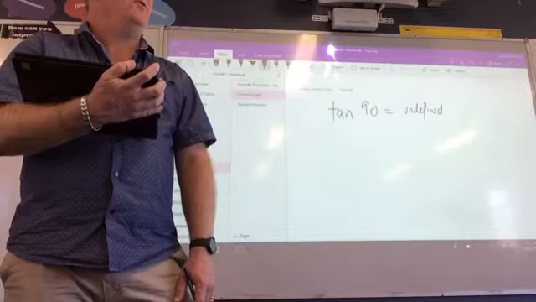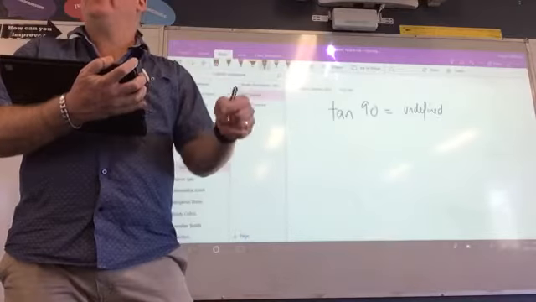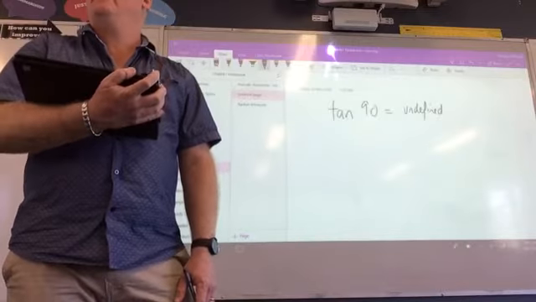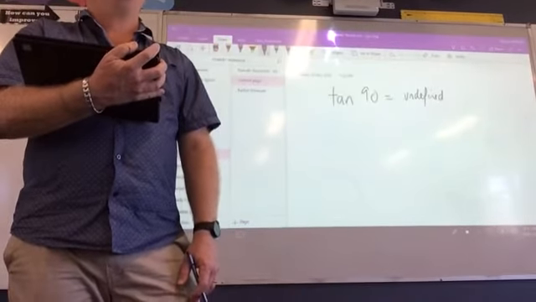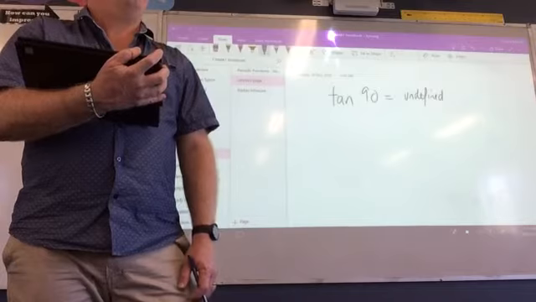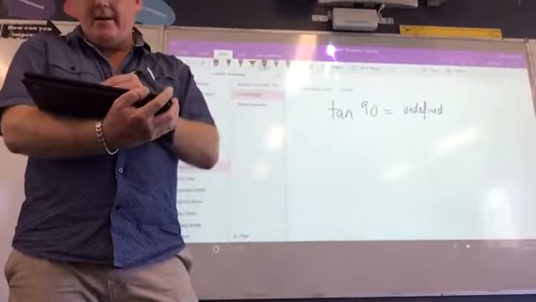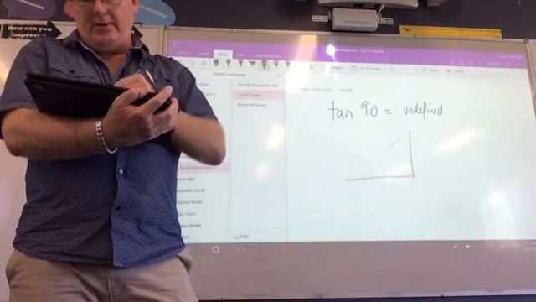Has anyone ever thought of this before? Have you ever thought, I'm doing trig and I get tan of 90 and it gives me a number and you don't go, oh, okay? Has anyone ever actually thought about it? What's tan equal to? What's the ratio for tan? Thank you. The tan ratio, do you agree, is opposite over adjacent.